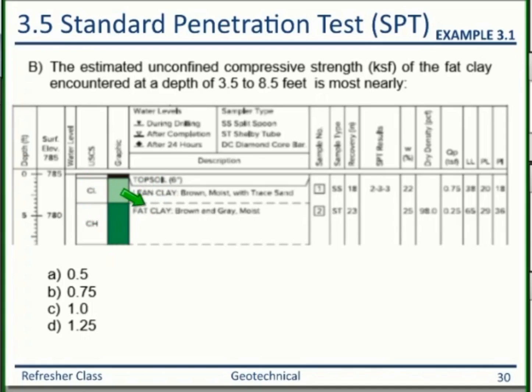Now the question asks for the fat clay, so we are looking here. Here your unconfined compressive strength is 0.25 TSF, tons per square foot, and we know 1 ton is 2 kips. So 0.25 tons per square foot is 0.5 KSF. That should be the answer, because if you look here, the answer is in KSF and this is given in TSF. So ton has to be multiplied by 2 to convert into kips. So 0.25 multiplied by 2 gives you 0.5 KSF. So A is the correct answer.